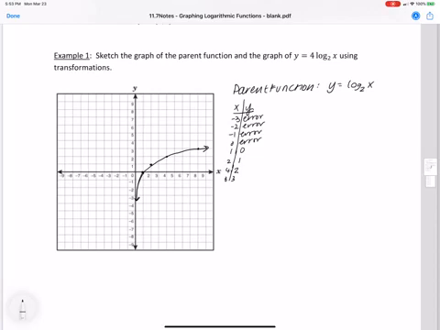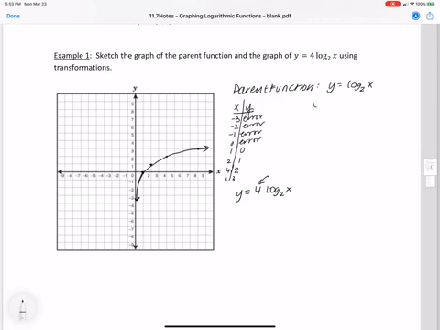All right, now what happens as we look at the new function? So our new function from the parent function was 4 times log base 2 of x. Now what you should notice is that that 4 would count as that stretch that we've talked about, that vertical stretch, like we've talked about transformations in every other function we've talked about this year. So what I would expect is that this is going to have a vertical stretch of 4, meaning that I'm going to have a kind of elongated look.